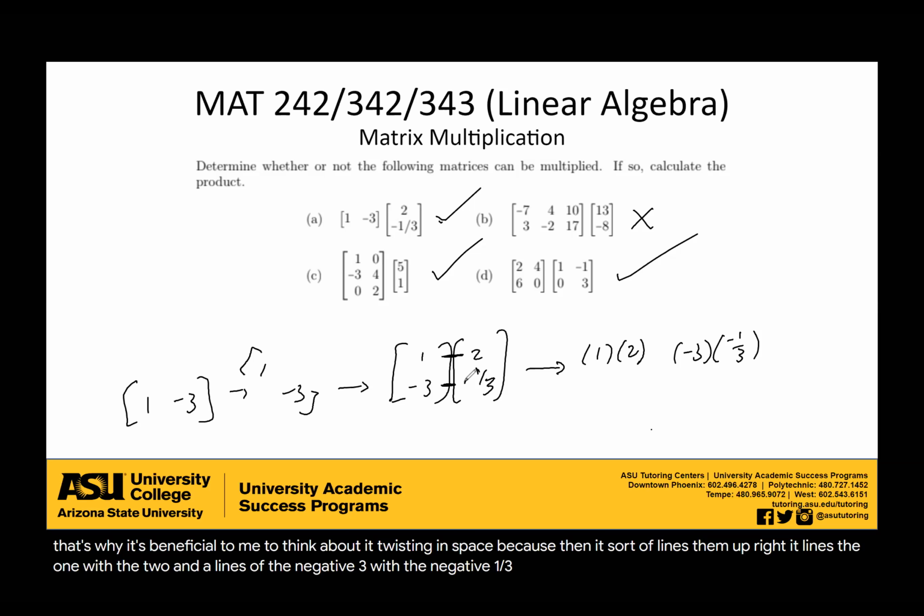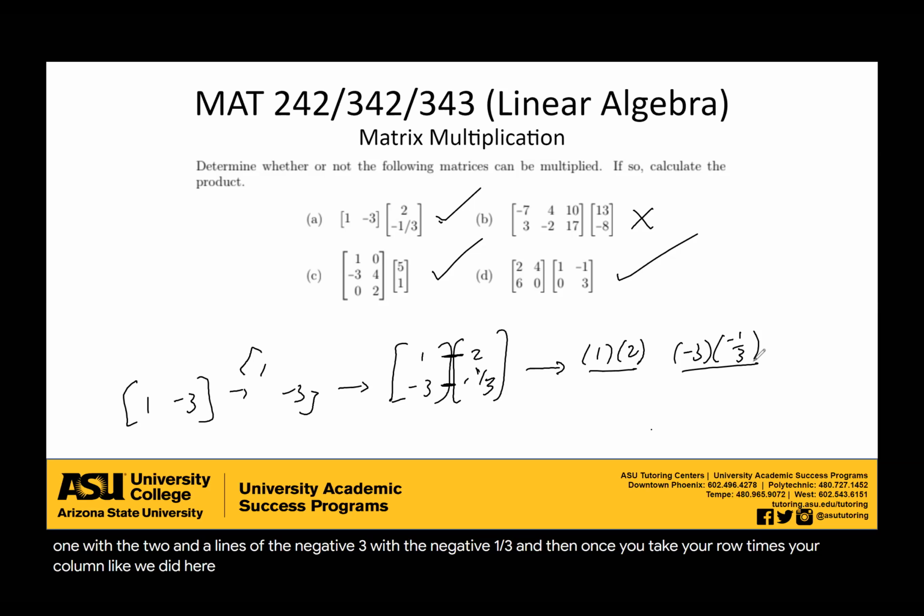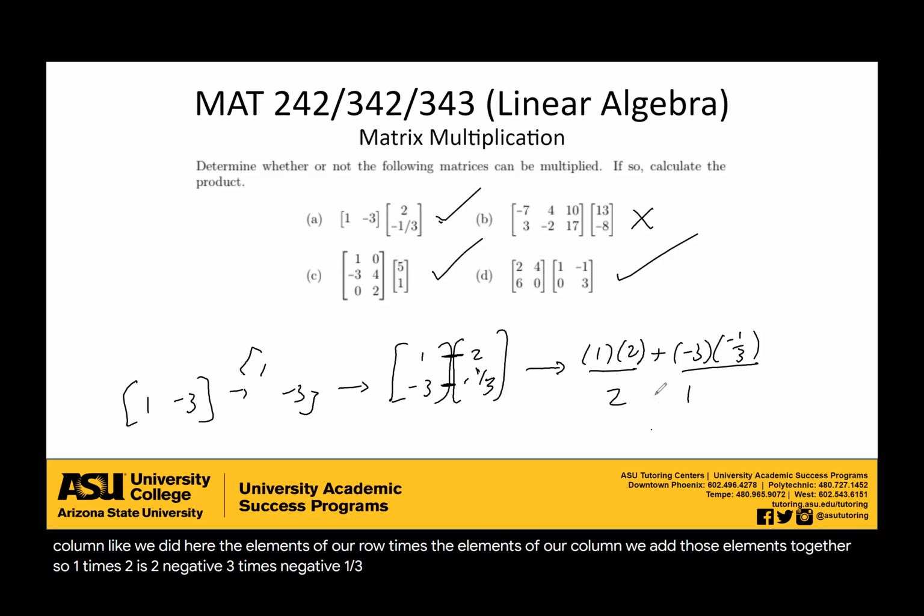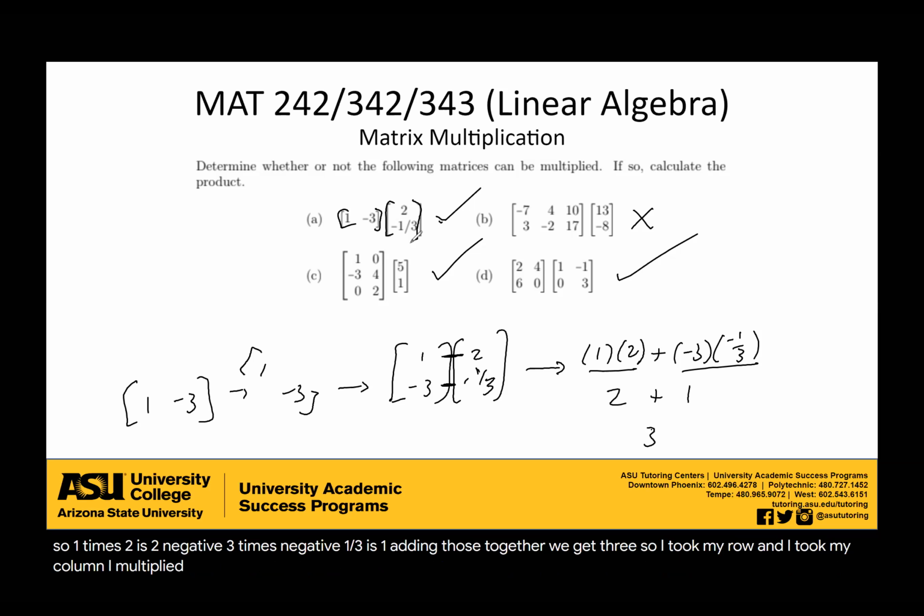And then once you take your row times your column, like we did here, the elements of our row times the elements of our column, we add those elements together. So 1 times 2 is 2, -3 times -1/3 is 1. Adding those together, we get 3. So I took my row and I took my column, I multiplied them together, and I ended up getting 3.